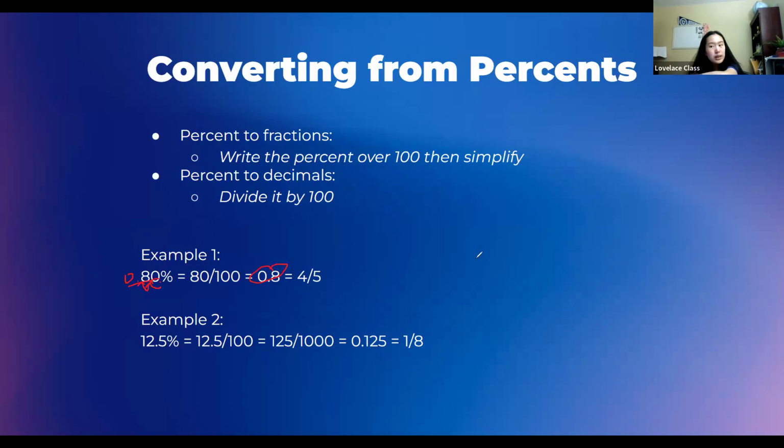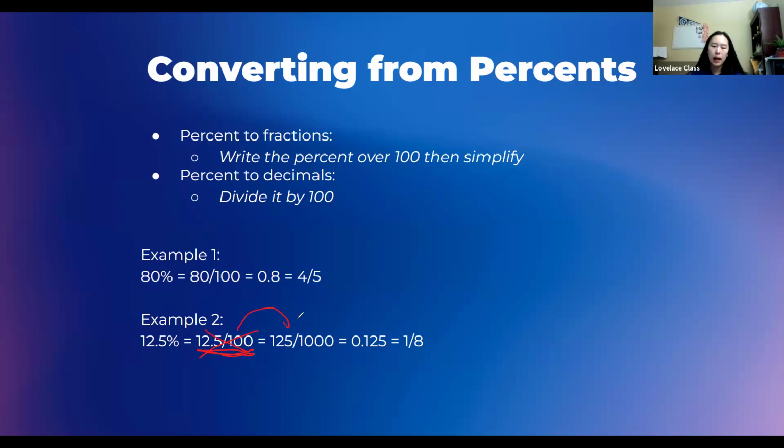Now, one thing about percents is that percents can have a decimal, right? Like it could be 12.5%. So what does this mean? This means 12.5 over 100. But in a fraction, the numerator has to be a whole number, and the denominator also has to be a whole number. So this is actually not a right way to write it, right? You cannot write it this way.